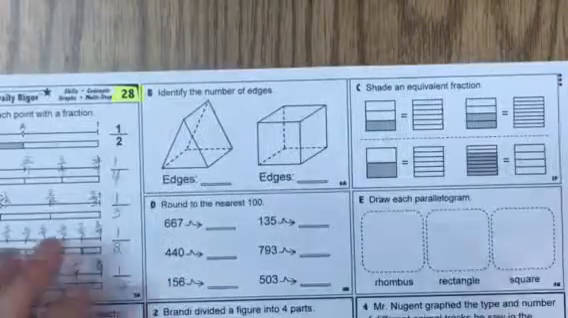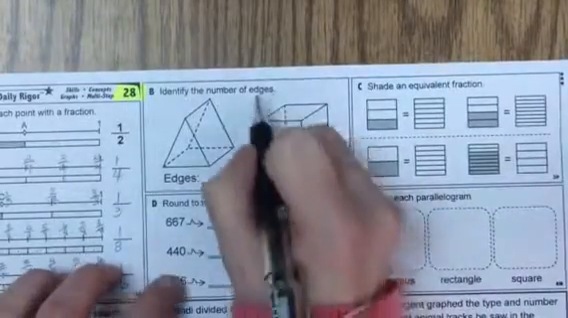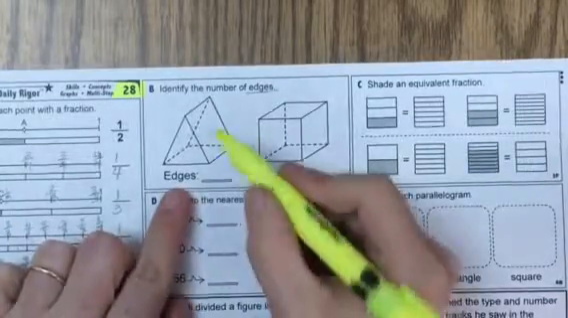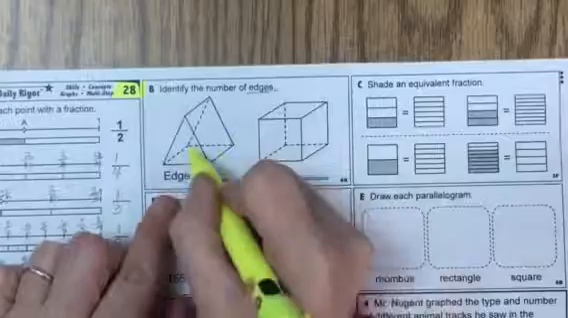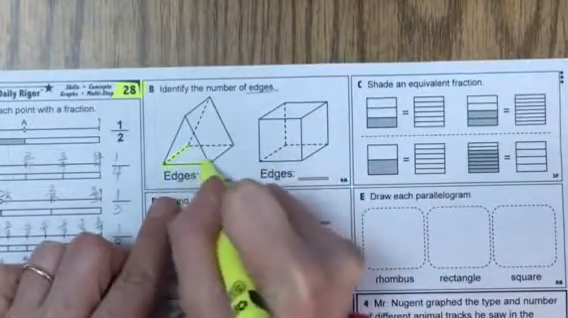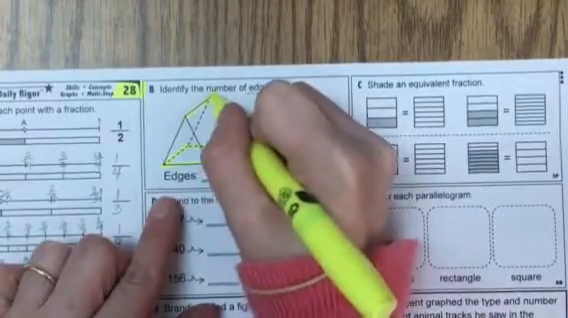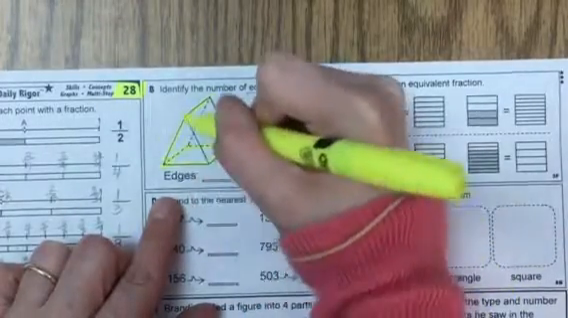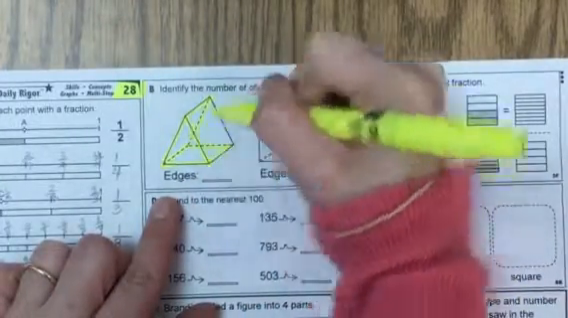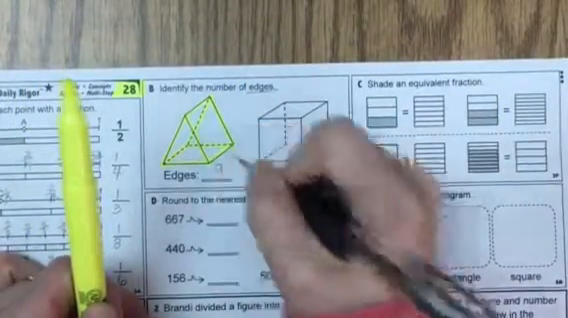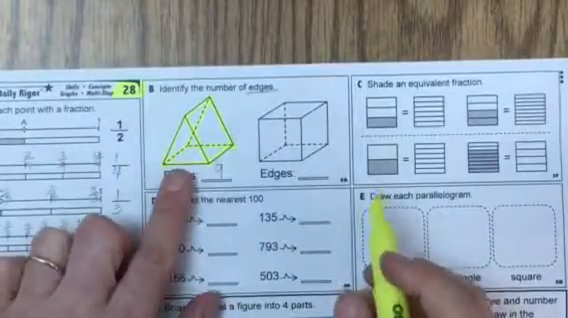Let's look at B. Identify the number of edges. I'm going to highlight my edges, and as I highlight them, I'm going to count them. I'm going to start at my base. 1, 2, 3, 4, 5, 6, 7, 8, 9. Triangular prism is what this is.